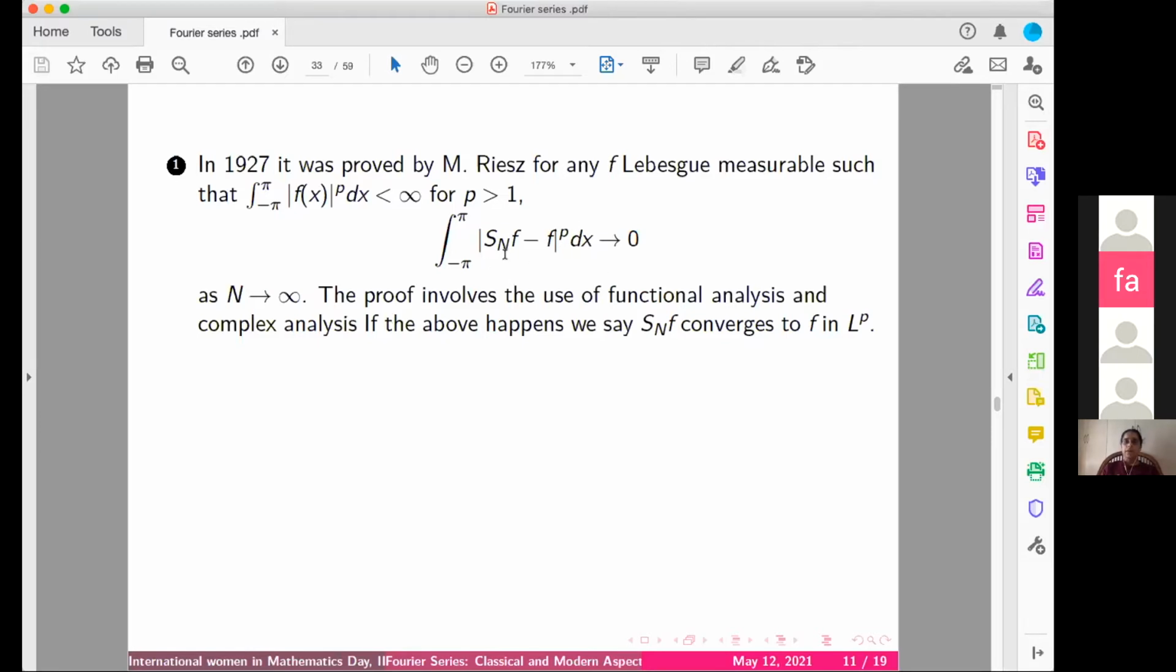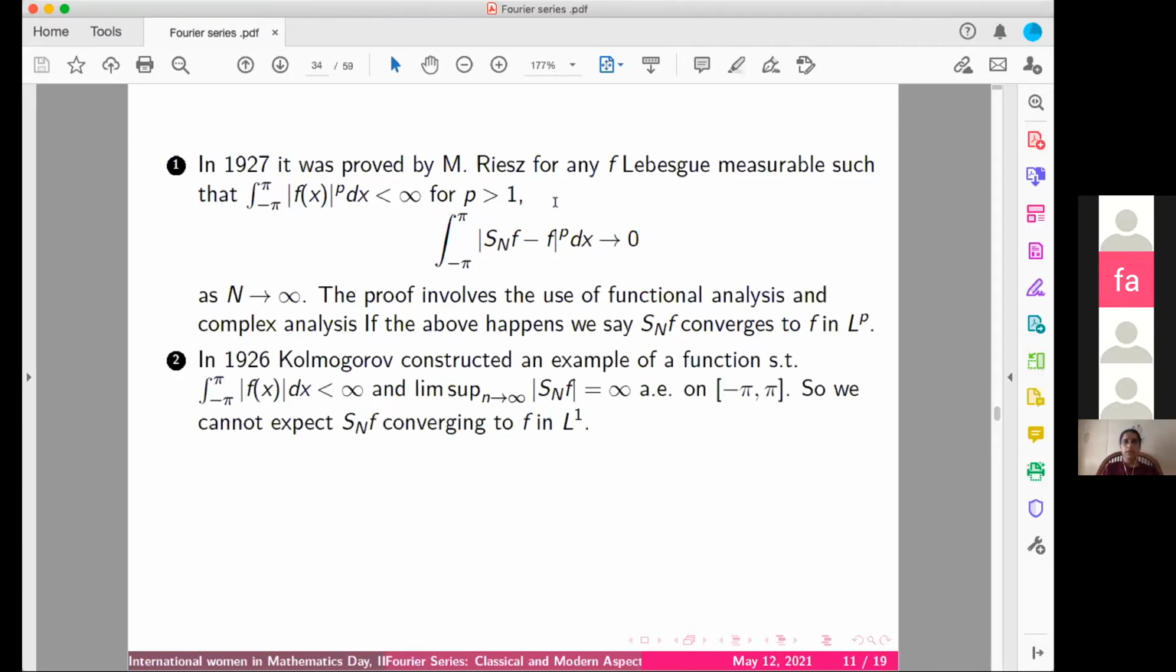And in fact, this proof is a sort of convergence of other branches of mathematics. In fact, it uses functional analysis, complex analysis, and many of you might have seen this in a first course of Fourier analysis. So if this happens, we say that S_n of f converges to f in L^p, because it is the L^p average. Okay. And you see here p is strictly bigger than 1. That was proved before, for p bigger than 1. So you may ask, why not p equal to 1?